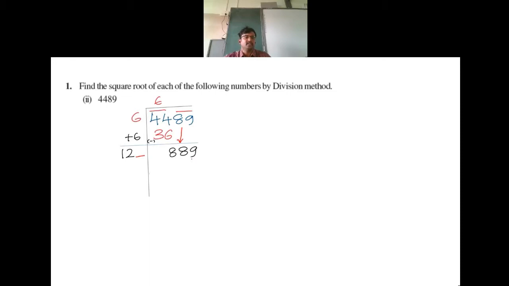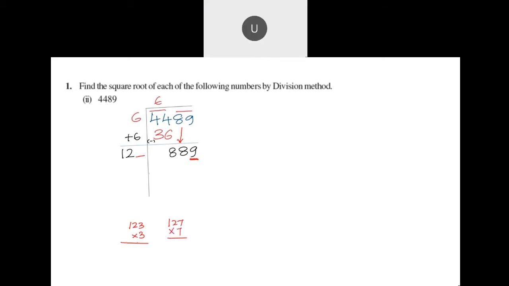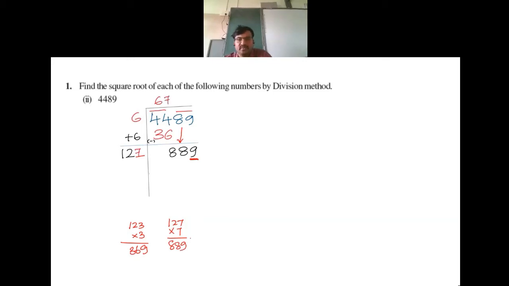Abhinav is right. We have to look at the units place. Yes, sir. Units place is 9. If you multiply 3, we get units place as 9, or we have to multiply 7 to get 9 in the units place. So this will be a smaller number. When you multiply 7 with 127, we get 889. So 7 should be multiplied, we get 889 and we get the remainder as 0.